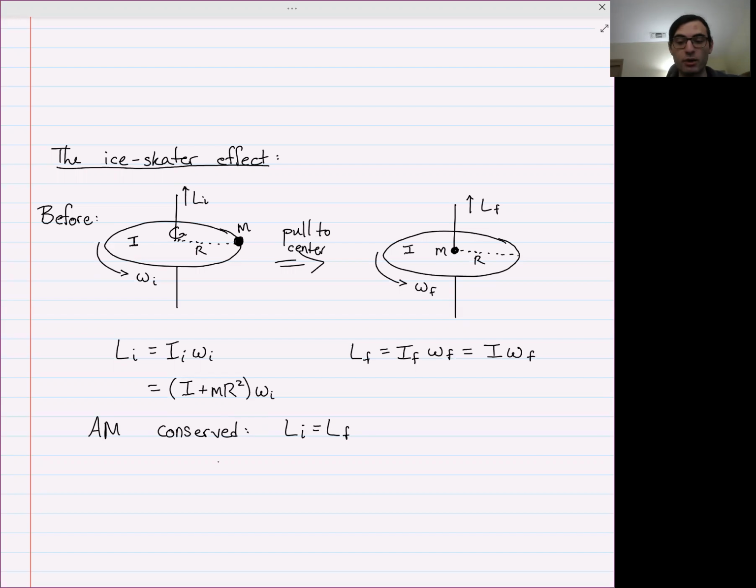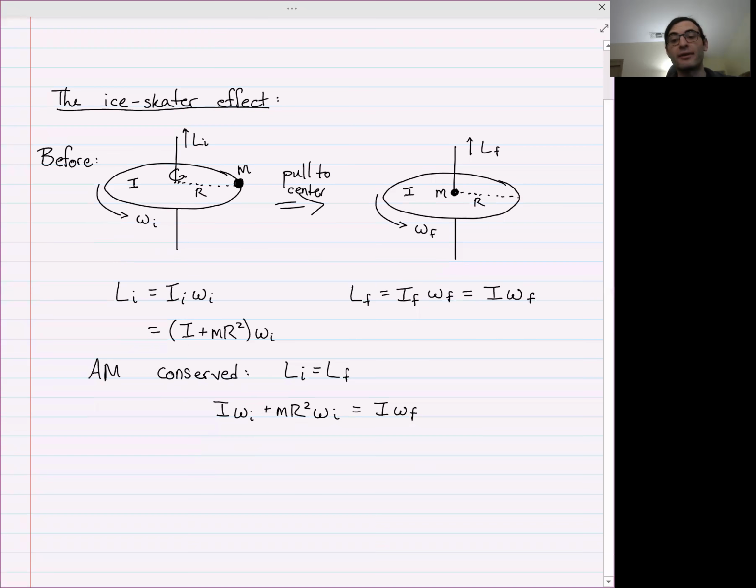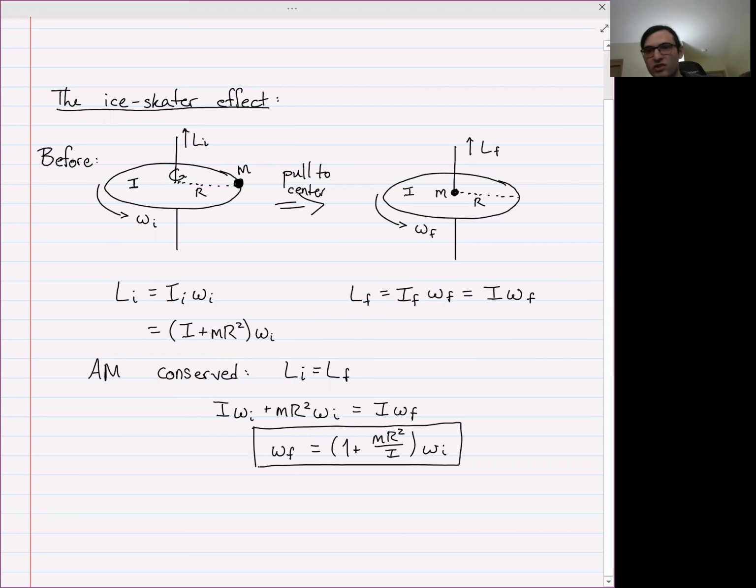And so we can just write this out. So we have I omega_i, or not squared, sorry, plus mr² omega_i equals I omega_f. And then we can solve for omega_f in terms of omega_i. Omega_f is equal to (1 + mr²/I) times omega_i. So it's not a hard calculation. It's just angular momentum conservation.